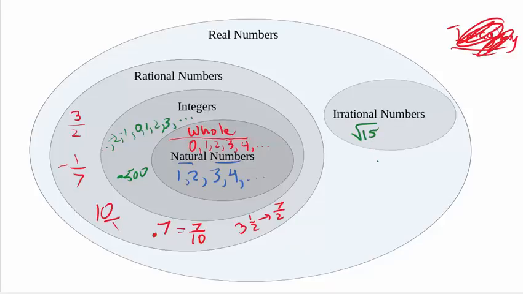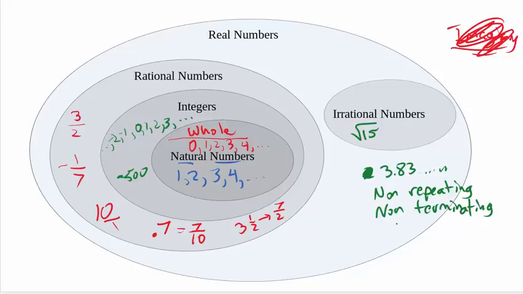Okay, and if you take the square root of 15 in your calculator, I don't have my calculator handy, so I'm just going to guesstimate about what this is here. This is going to be about 3.83, something, something, something. If it looks like it's going on forever, and it's a non-repeating, meaning it doesn't seem to have any distinguishable pattern, non-terminating decimal, such as an uneven square root like the square root of 15, this is an irrational number.